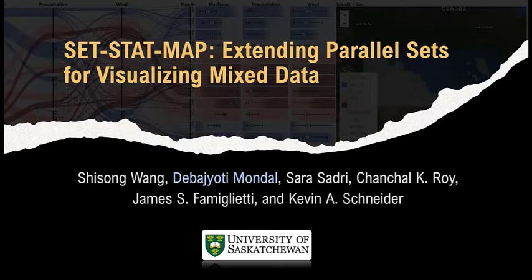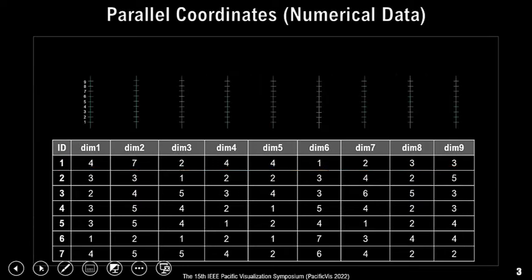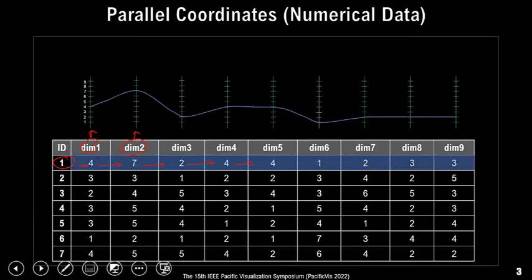As you can see, in my talk, I will be talking about visualizing mixed data, and I will also be using parallel sets. To discuss this, we first need to have a brief overview of parallel coordinates. Parallel coordinates are typically used to visualize high-dimensional numerical data. As an example, here you have a table of 7 data points, and each data point has 9 dimensions. In a parallel coordinate visualization of this data, we have a vertical axis for each dimension, and for each data point, we have a line for its corresponding values cutting through these dimensions, as you can see here.